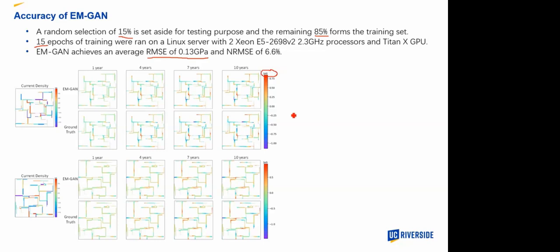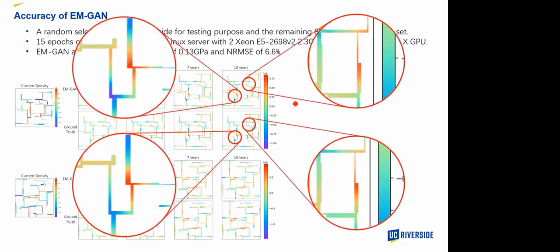So if we calculate the normalized RMSE, which is the RMSE divided by the full scale, then the average error is only 6.6%. And when we take a closer look at the junctions and terminals where the stress usually accumulates, these two results are estimated by EM-GAN, and these two are the ground truth. We can see that both results agree very well with the ground truth.